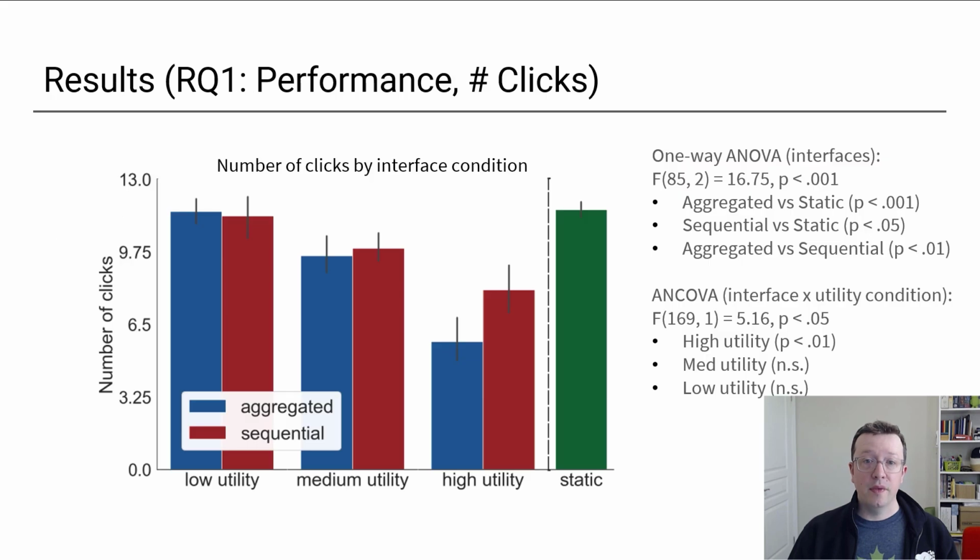So what did we find? Here's a graph of results for performance in terms of number of clicks to complete trials. We can see that the recommender conditions are performing well, and they're performing better as the utility of recommendations goes up, which we would expect. ANOVA showed significant differences between the interfaces, with the aggregated and sequential outperforming static menu only, and the aggregated outperforming the sequential. Analysis of covariance showed that the difference between the 2 recommender conditions was driven by differences in the high utility condition.